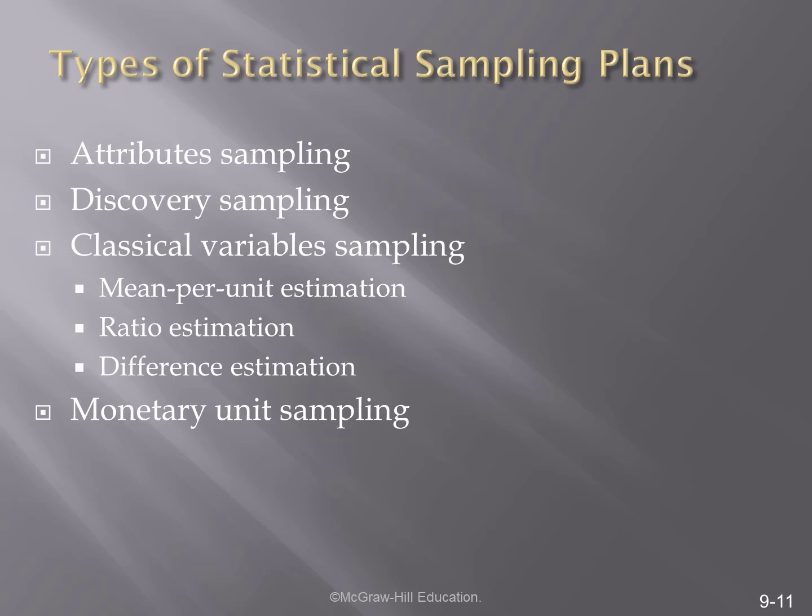So the probability that an item will be picked will be dependent upon the dollar value of the transaction. This is an example of what we call probability proportional to size. And again, the population is not the number of units, but it is the total dollar value that relates to the total number of units.